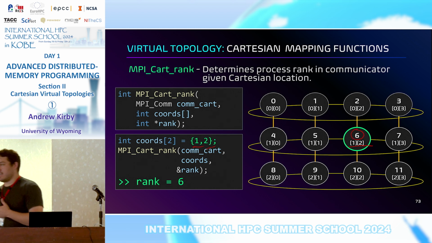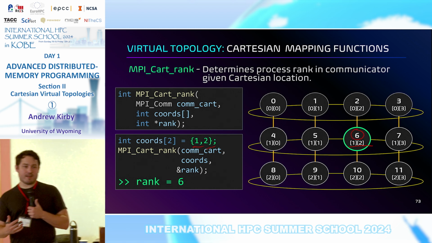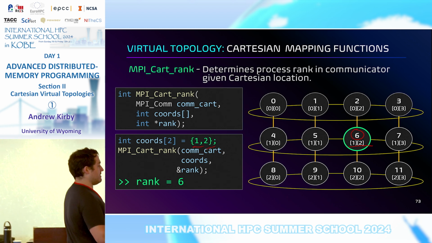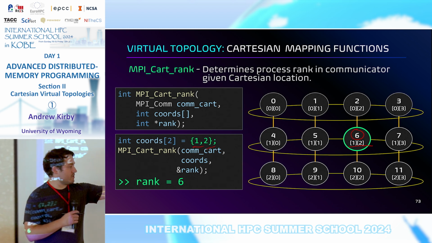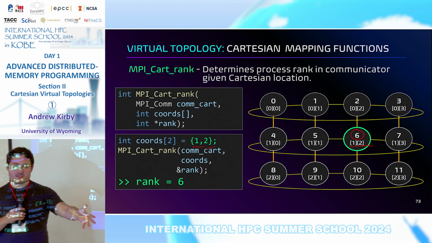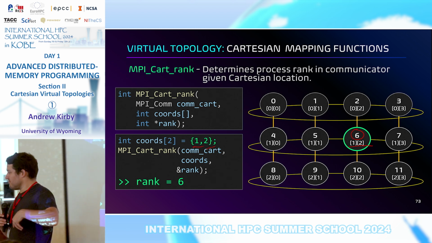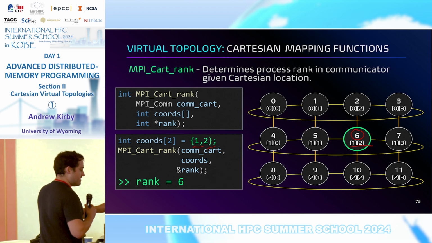So you could be sitting on some rank, or you could be querying, right? You pass in the coordinates of, I'm on this part of the Cartesian topology, give me the rank. There's also, you can guess what the next thing is. What's the next thing?